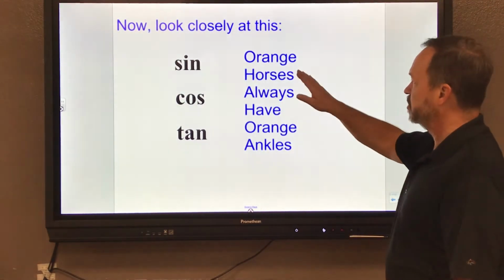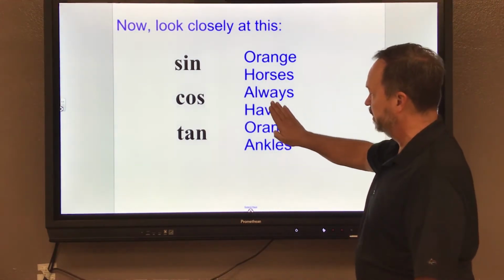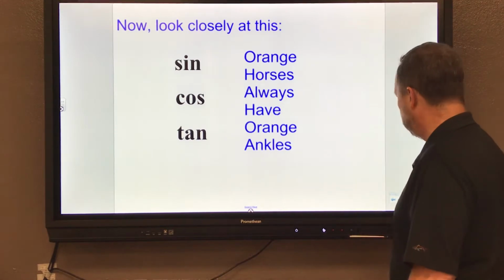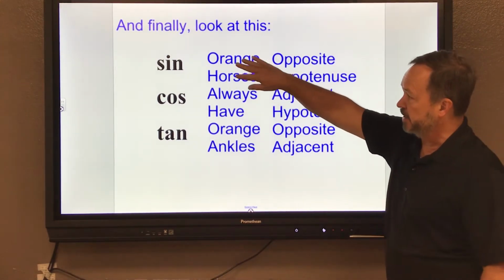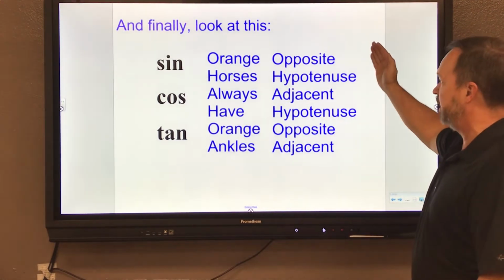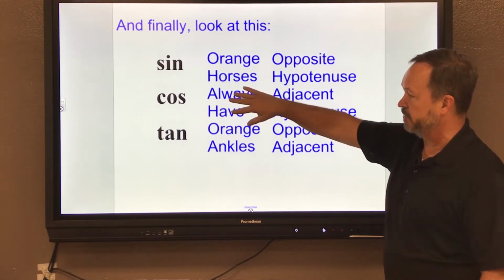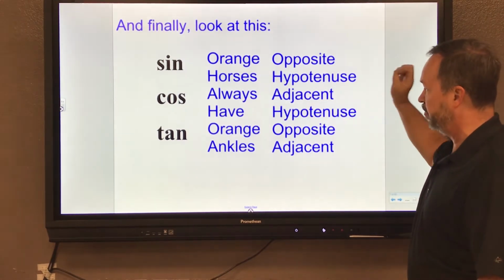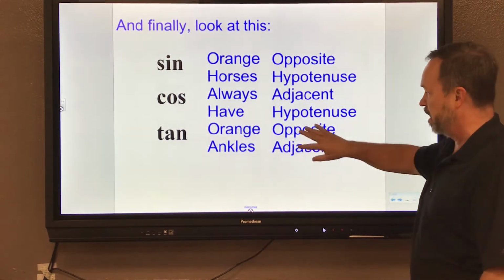So sine is going to be O and H, and cosine is going to be A and H, and tangent is going to be O and A, and we'll see that here. So sine is O and H, but the O and the H don't stand for orange horses, it stands for opposite and hypotenuse. The A and H doesn't stand for always have, it stands for adjacent and hypotenuse. And then the tangent is O and A, which is opposite and adjacent.